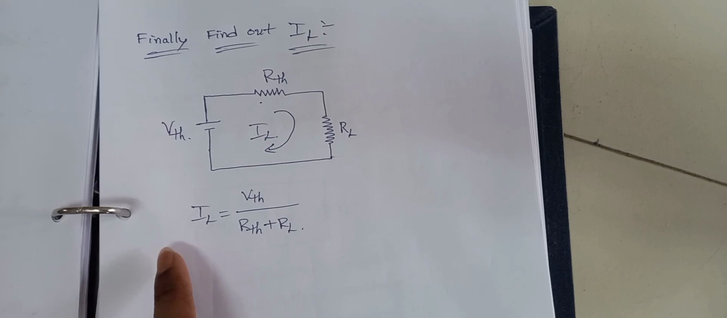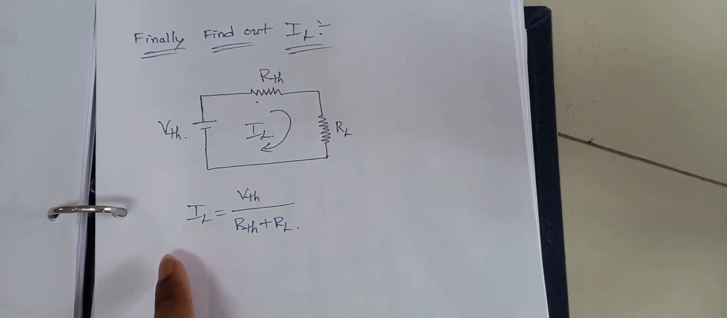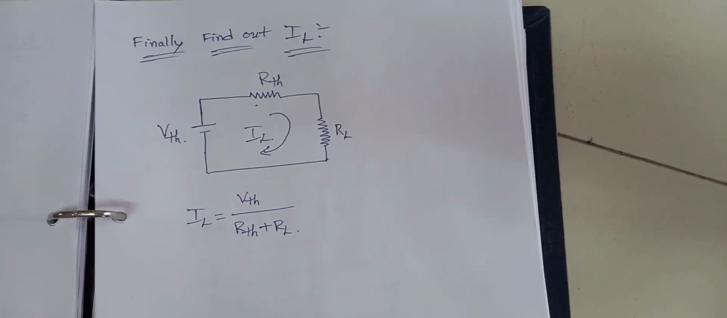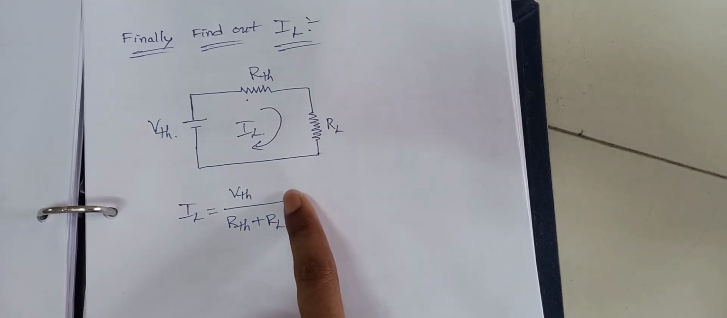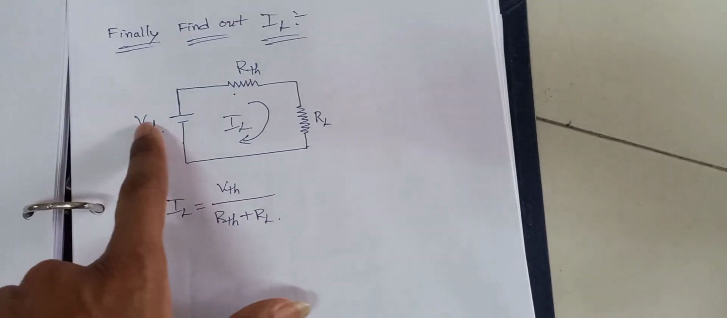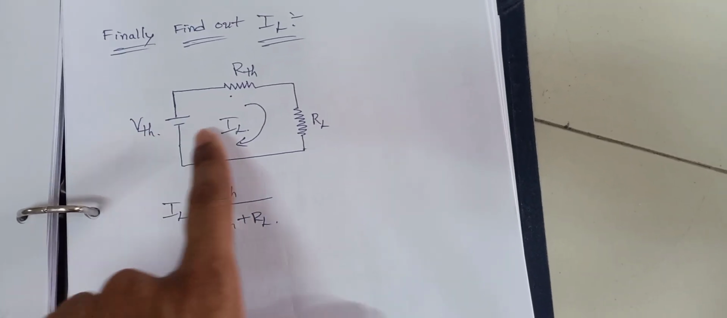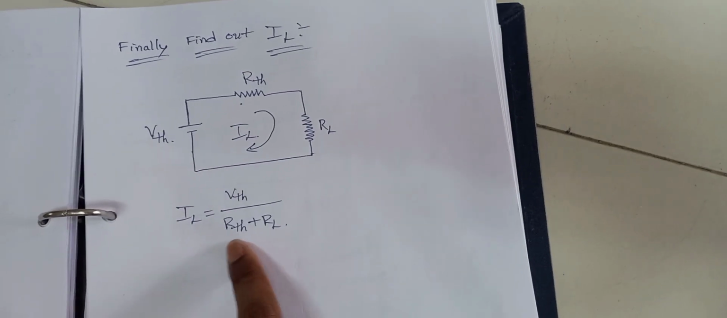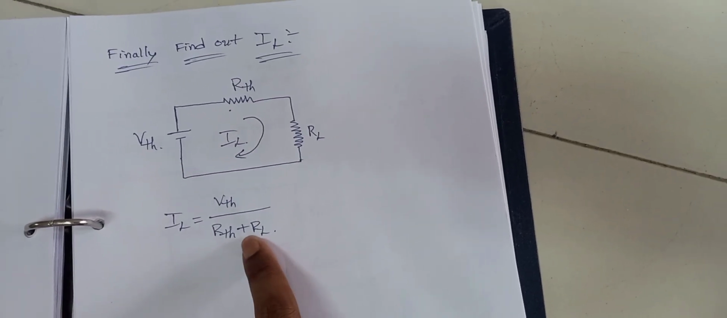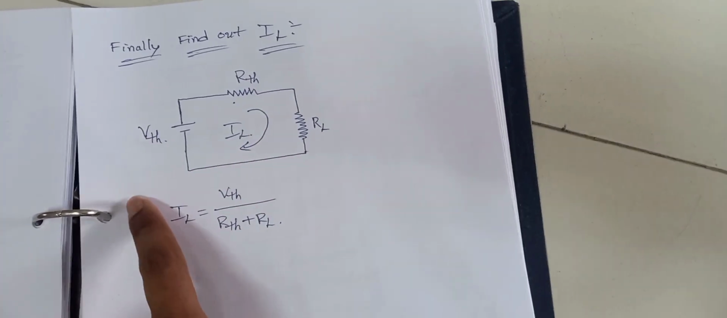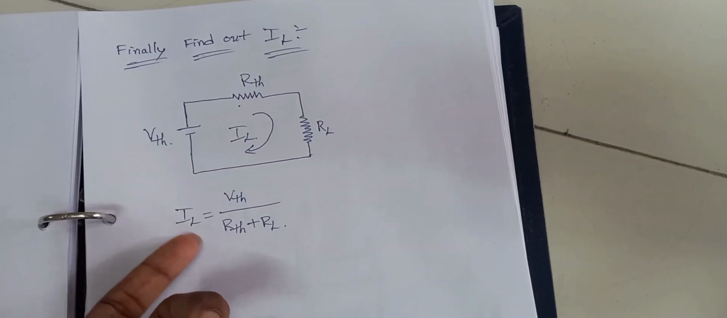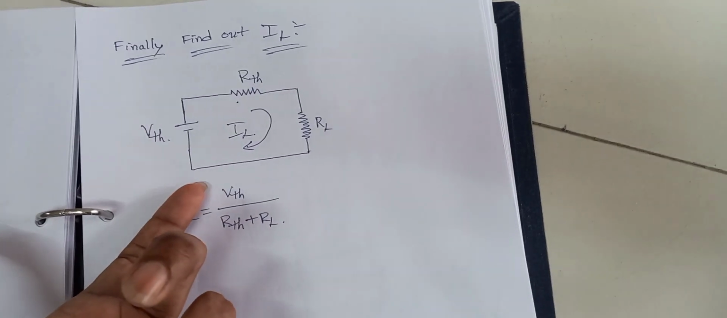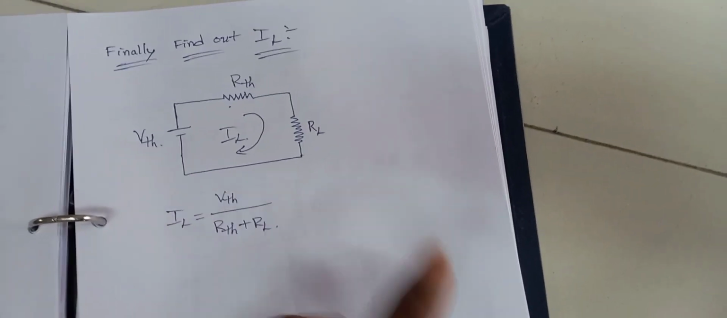How can we remember it? According to Ohm's law, what is the formula? I is equal to V by R. That's it, so that one only we can write here. But we have only one V, that is V Thevenin, while we have two resistances. That's why I have added those two resistances, simply R Thevenin plus RL. You have to remember this formula. According to Ohm's law, I is equal to V by R, in the sense V Thevenin by R Thevenin plus RL. That's it.